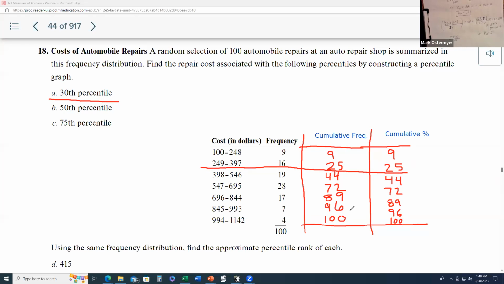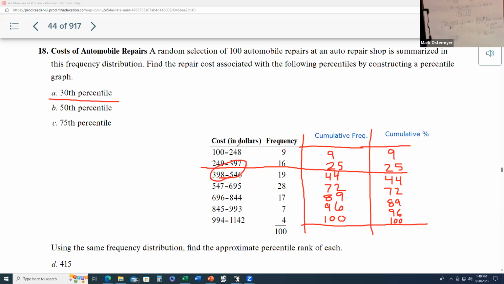Well, let's see. 30th percentile. Okay, let me see something. Did they do midpoints in here? 30 is about what? Halfway? No, it isn't. 30 is closer to 25 than it is 44, correct? All right. So the 30th percentile is going to be somewhere in between 397 and, I'd say, like 398-ish. Okay. So it's going to be somewhere in here.